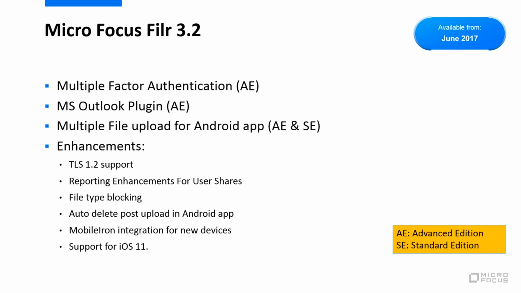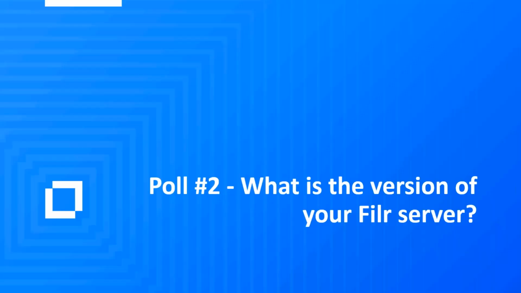We brought in a plugin for our Outlook users. We also enhanced Filr with respect to security and reporting and added capabilities for the Android app. These are the high-level features that we added in Filr 3.2.